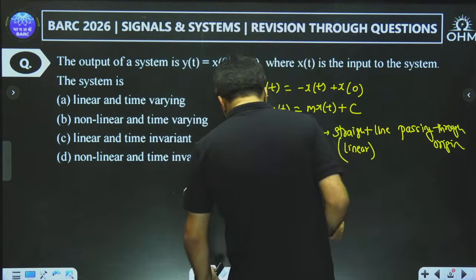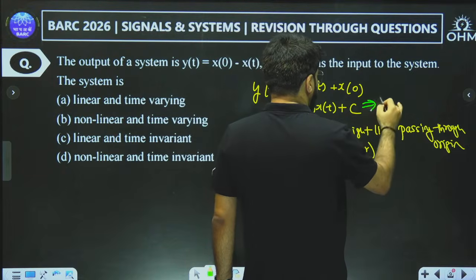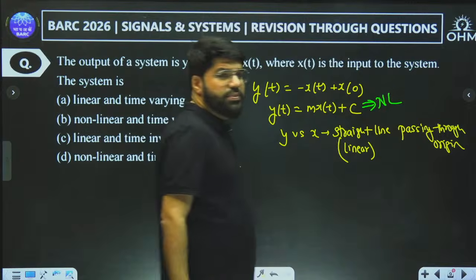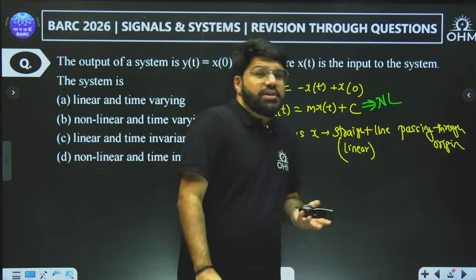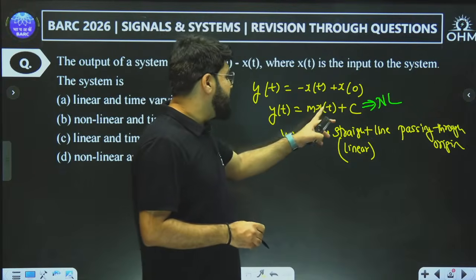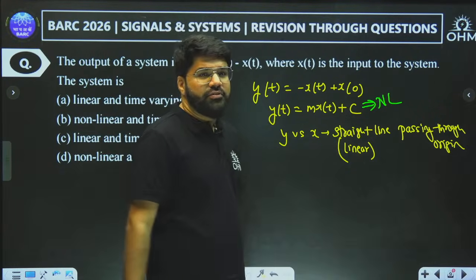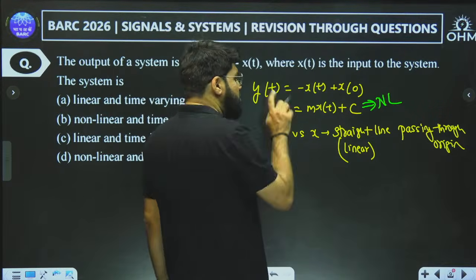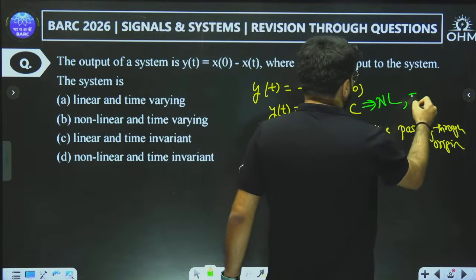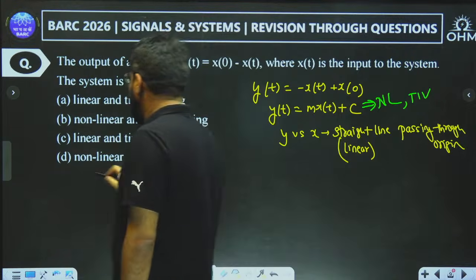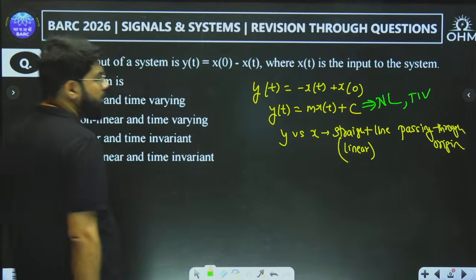Okay, so this one is clearly non-linear. Now, what will change the time invariance nature? Whenever there is any change in the time argument or any separate function of time. Here there is no separate function of time, no change in the time argument, nothing. So this is time invariant, non-linear and time invariant.